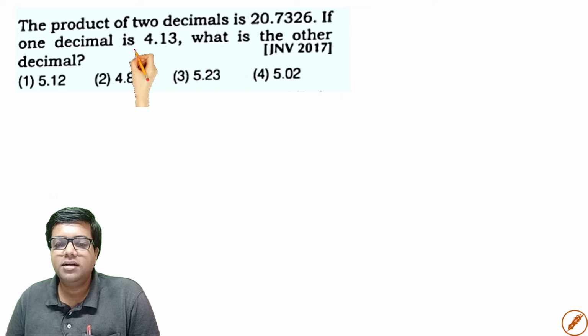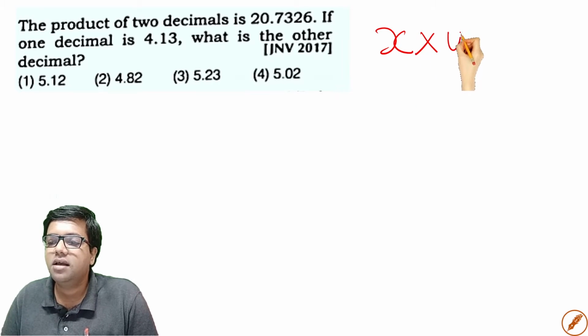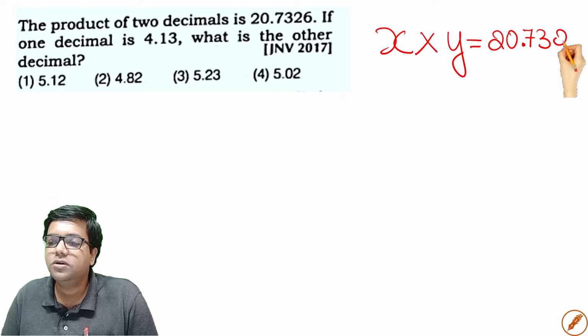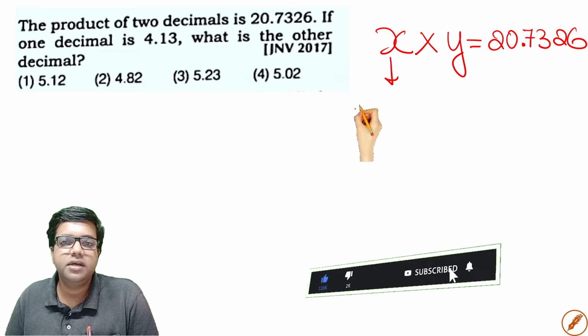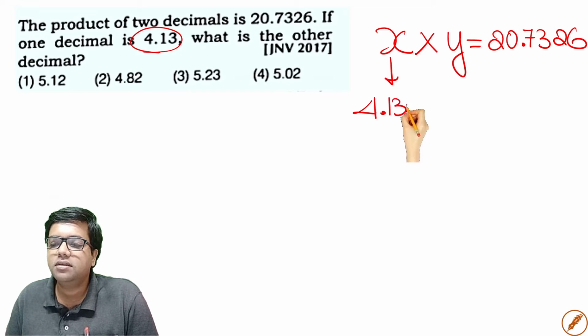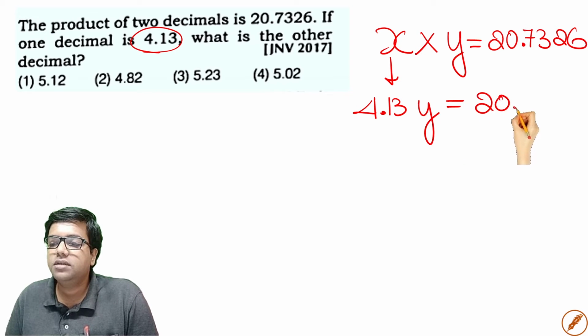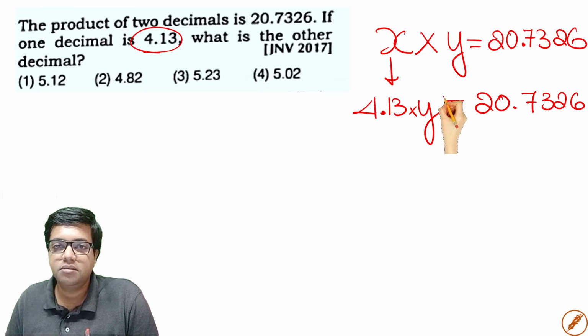The product of two decimals is 20.7326. If one decimal is 4.13, what is the other decimal? So there are two decimals whose product is given. We don't know them. Let's call them x and y, and their product is giving us 20.7326. I can call one of the decimals x, and I will place the given value. So one of the decimals is 4.13, multiplied with y, will give you 20.7326. There is a multiplication sign in between also.